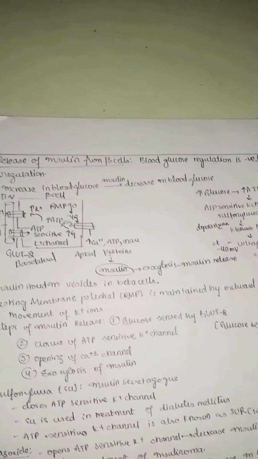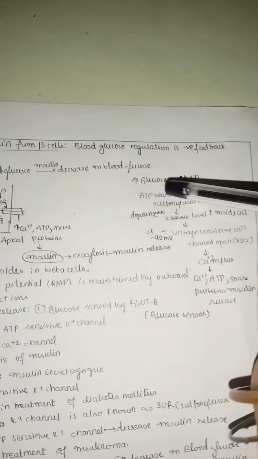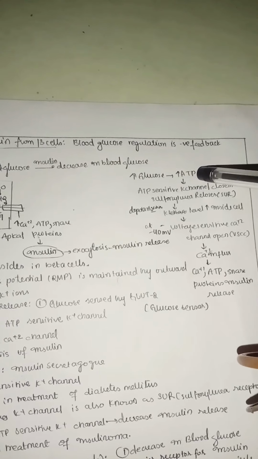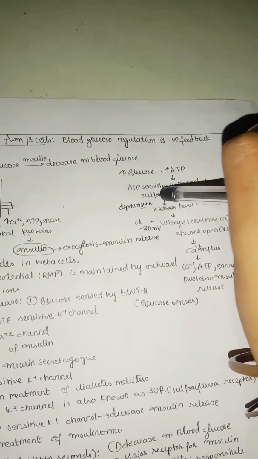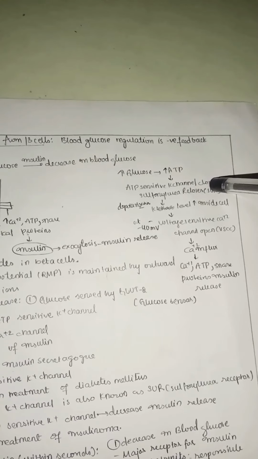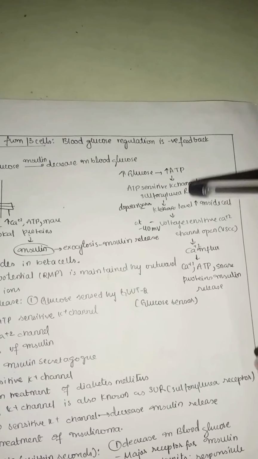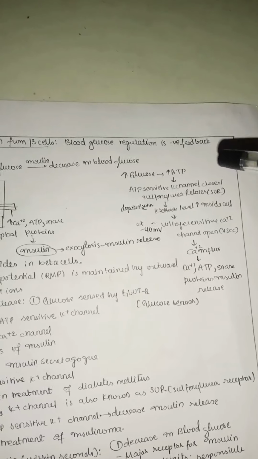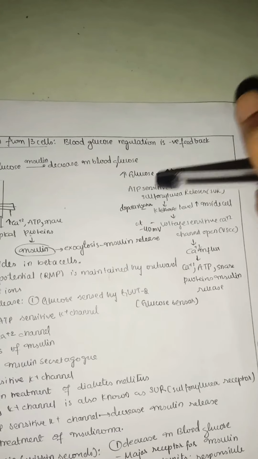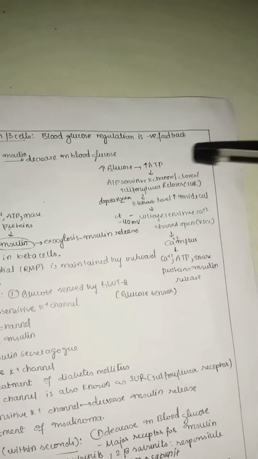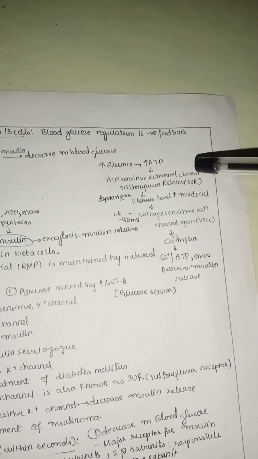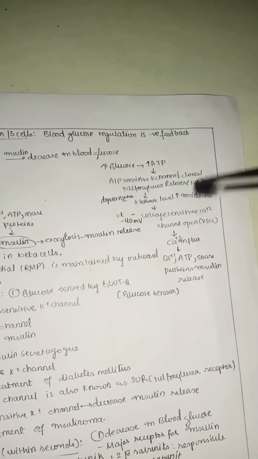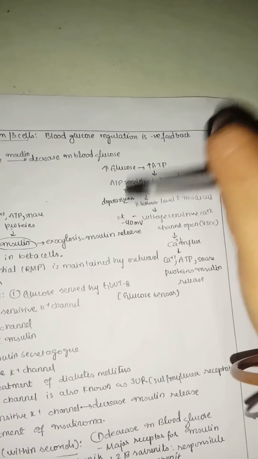Now let us see this theory once again, like a revision. Whenever there is high glucose, high ATP is produced inside the cell, and the ATP sensitive potassium channel closes. This potassium channel is also called the sulfonylurea receptor. Why it is called sulfonylurea receptor, I will say later. But remember that the potassium channel is also called the sulfonylurea receptor. After that, the potassium level increases inside the cell and it leads to depolarization at -40 millivolts.